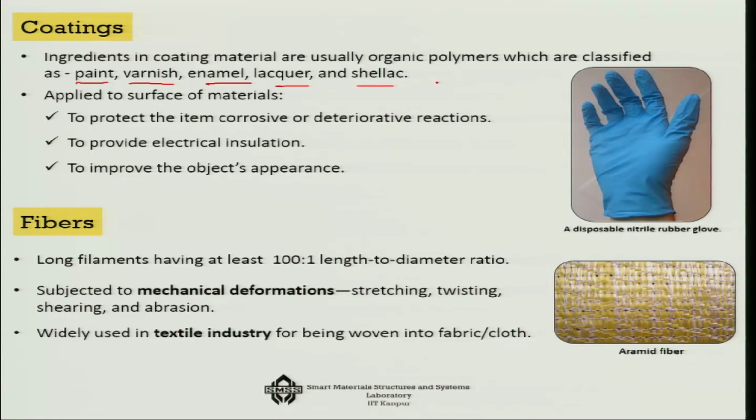A very important use of polymers: suppose you consider a silk saree. It has silk fiber in it, and the fiber is a very important application of a polymer, because it has a very high modulus of elasticity. It is anisotropic, and you can use it for various applications, including making jet aircraft. They are usually long filaments having at least a 100:1 length to diameter ratio, and you can subject them to mechanical deformations like stretching, twisting, shearing, abrasion.